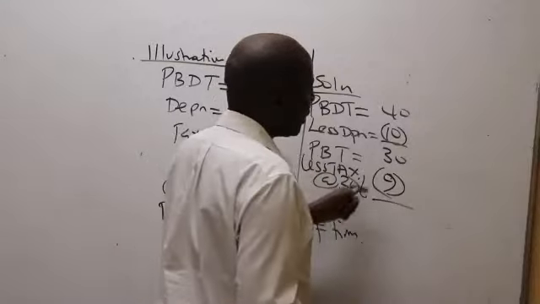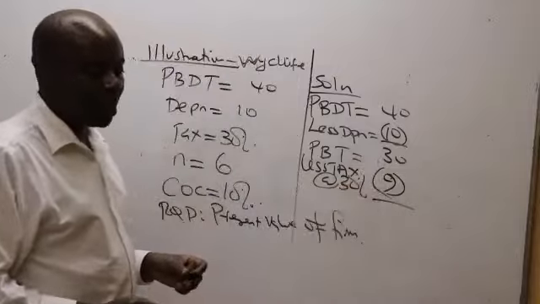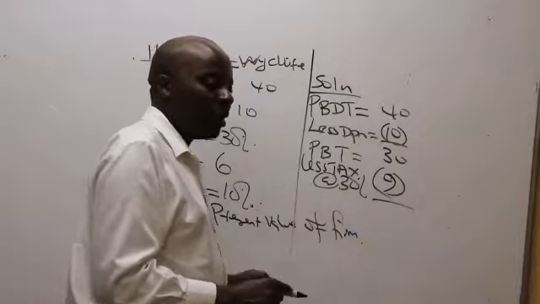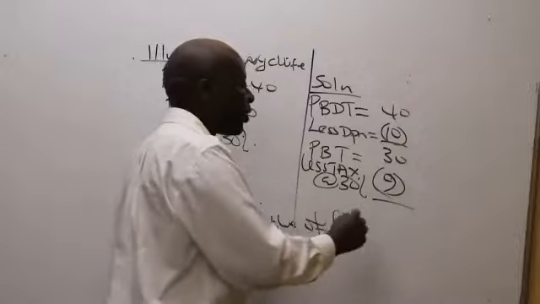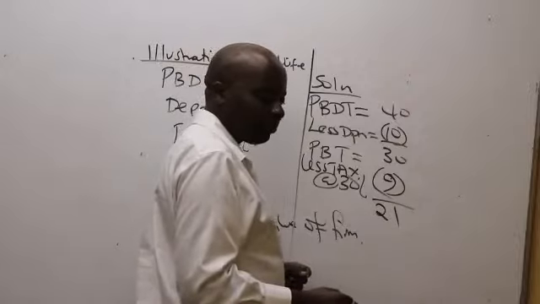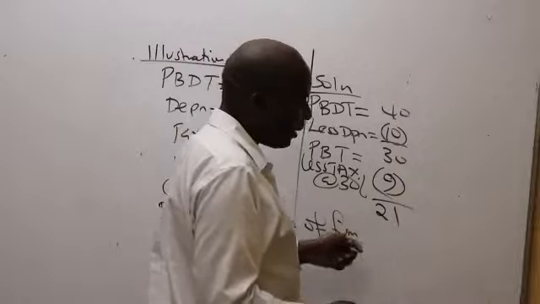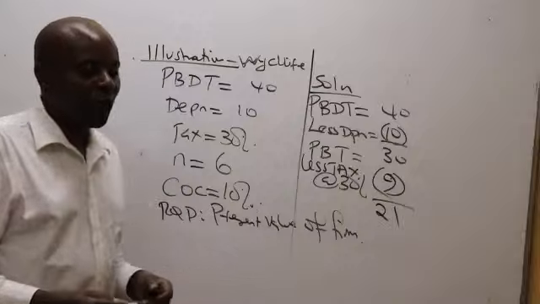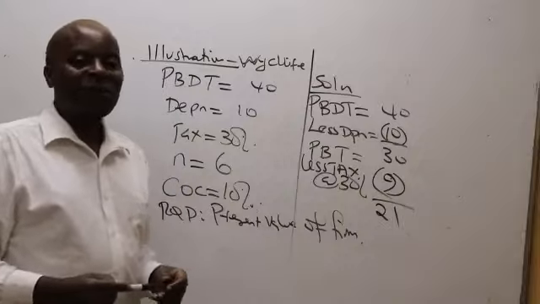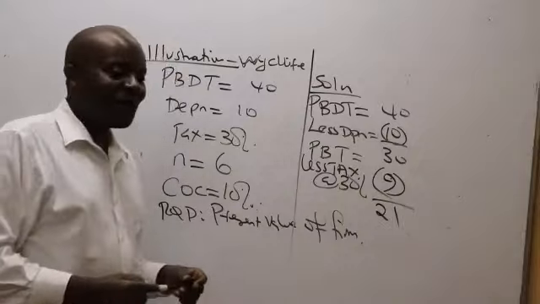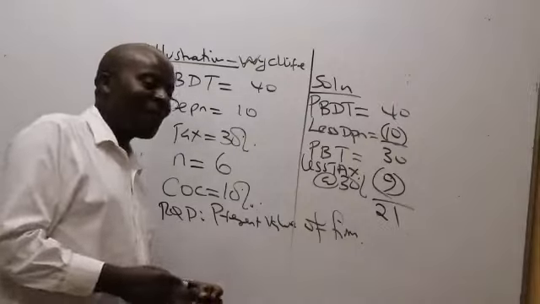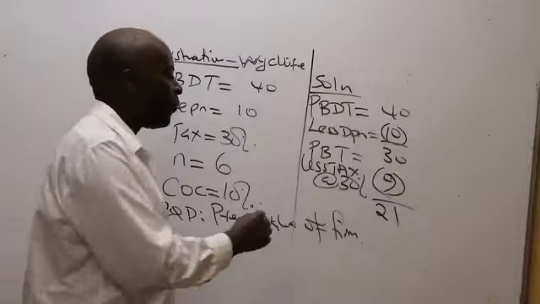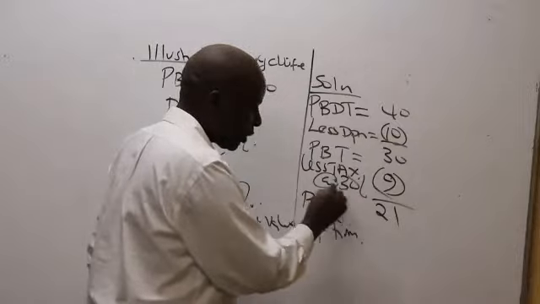So come and deduct. 30 minus 9 will end up giving me what figure? 30 minus 9, of course, I know, this is what we call 21. What name do we baptize this 21? What do we call this 21, ladies and gentlemen? It's profit after taxation. Thank you very much, Chelsea man.